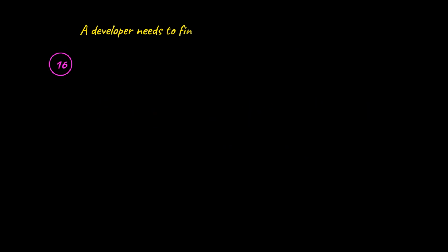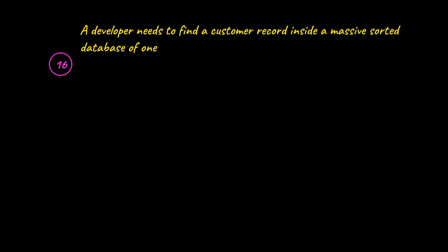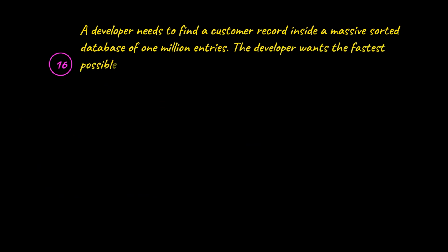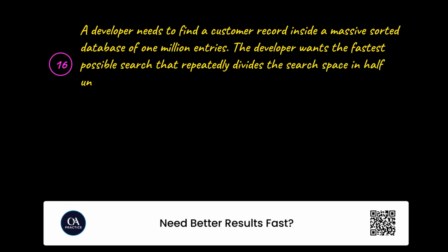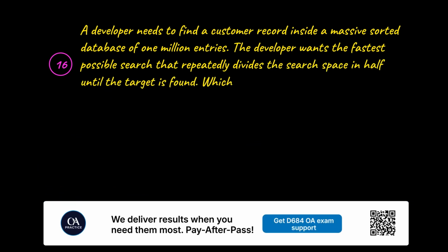Question 16. A developer needs to find a customer record inside a massive sorted database of 1 million entries. The developer wants the fastest possible search that repeatedly divides the search space in half until the target is found. Which algorithm best fits this requirement?